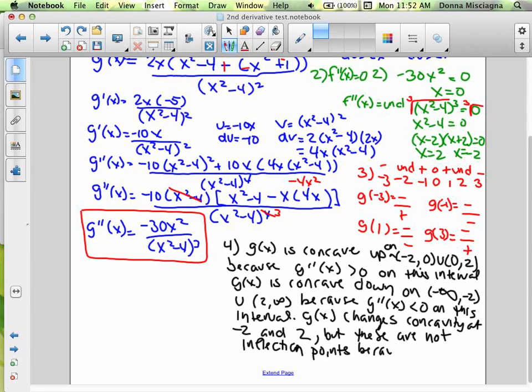because g of x does not exist. Actually, let's put g of 2 and g of negative 2 does not exist, rather than saying g of x does not exist at negative 2. Let's put g of negative 2 does not exist, and g of 2 does not exist.